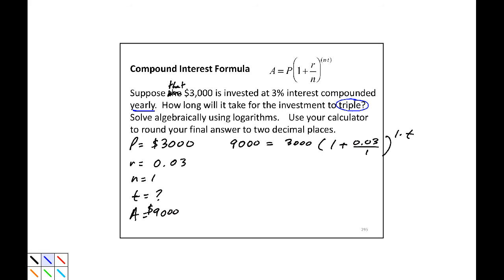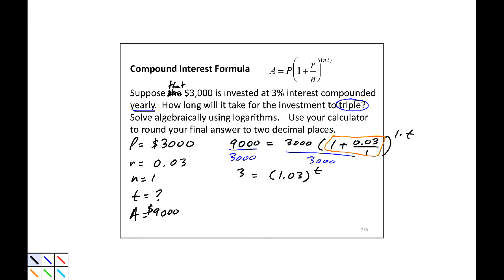Now I can solve this by first dividing by 3,000, so that on the left side I have 3. 3 equals, and I'm going to go ahead and simplify this, 1 plus 0.03 divided by 1 is 1.03. So 1.03 raised to the T, because 1 times T is, in fact, just T.